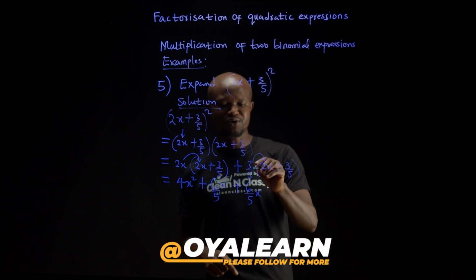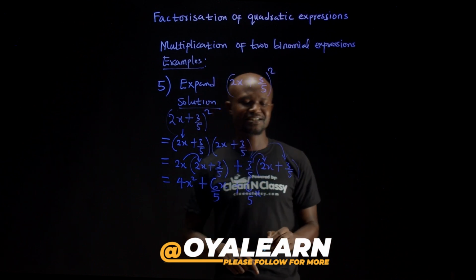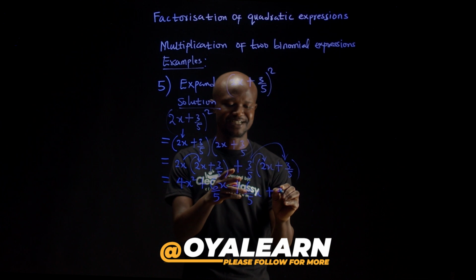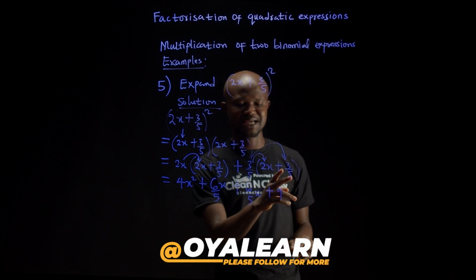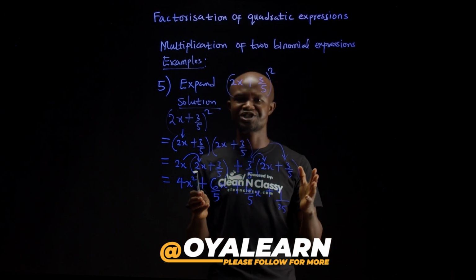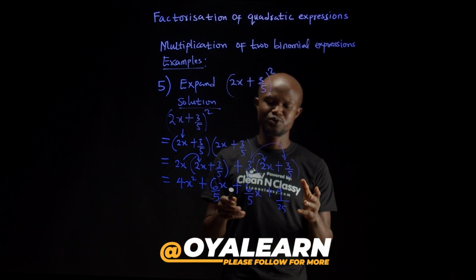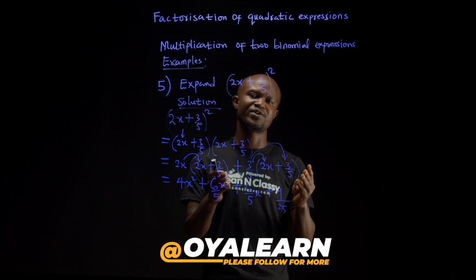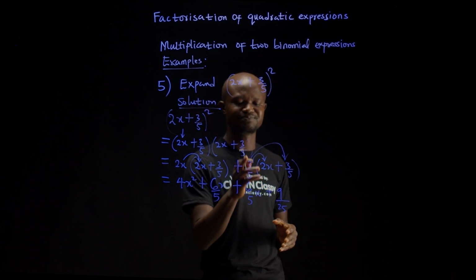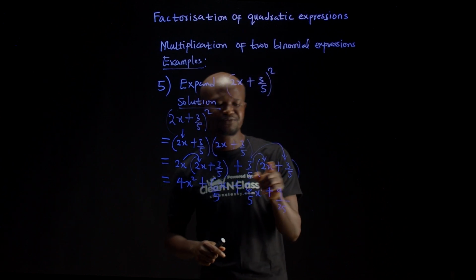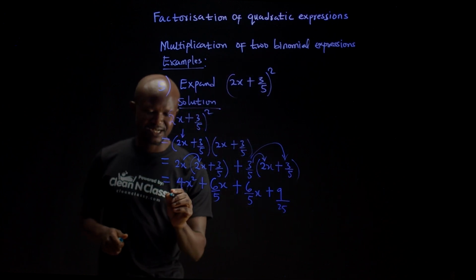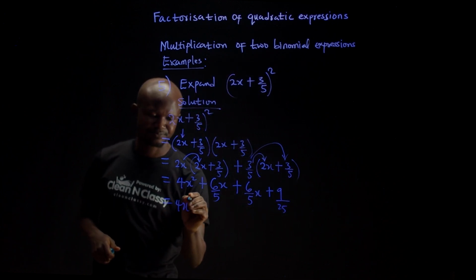Now, we use this same 3/5 to multiply 3/5. We have 3 times 3, that is 9, and 5 times 5 gives us 25. Don't forget, when you are multiplying two fractions together, you multiply numerator to numerator and denominator to denominator. That is why we have 3 times 3, 9, and 5 times 5, 25, which gives us 9/25. Now, let's simplify further.